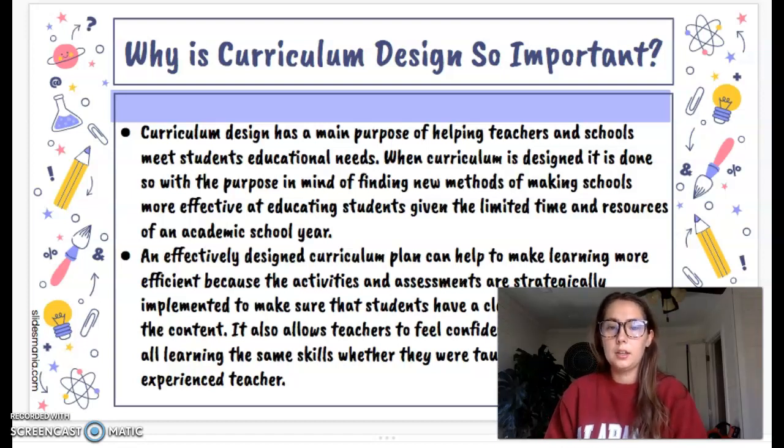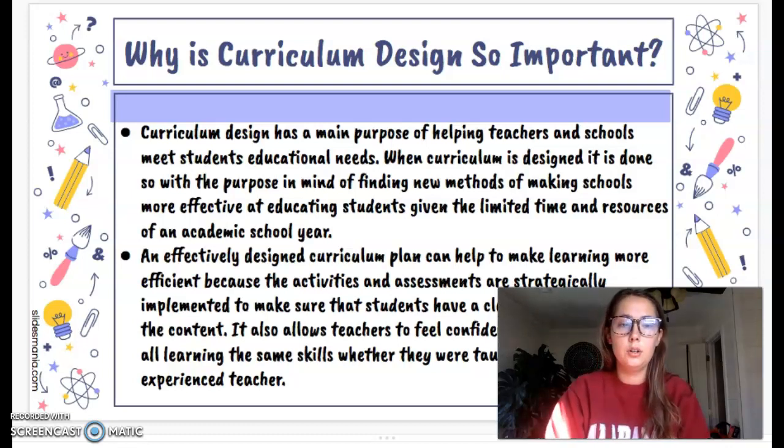Effectively designed curriculum can actually make learning more efficient because the activities and assessments that are implemented make sure that students have a clear understanding of the content. And it also allows teachers to know that every student is getting taught the same thing and learning the same skills, no matter if it's done by a new novice teacher or an experienced teacher.